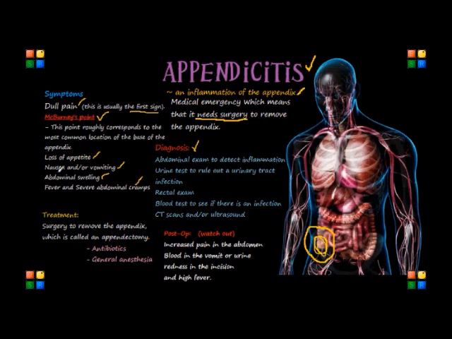So several tests are usually used to help make a better diagnosis, and that includes an abdominal exam to detect the inflammation, right? There would be a urine test to rule out a UTI, or urinary tract infection. The physician can also do a rectal exam, and a blood test can be done to see if there's an infection in the body, okay? And also a CT scan and/or ultrasound will be done.